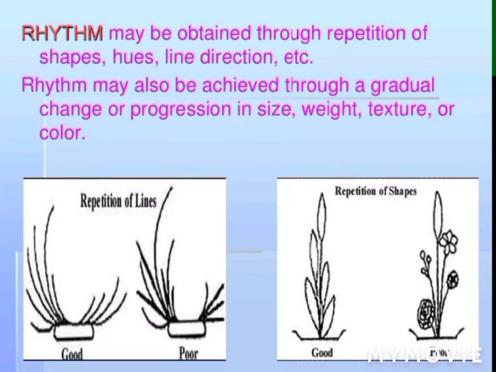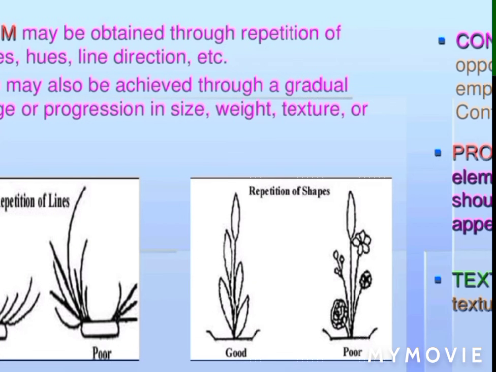Then we have rhythm. Rhythm refers to repetition of the same elements. This may be obtained through repetition of shapes, hues, lines, directions, etc. Rhythm may also be achieved through a gradual change or progression in size, as we can see in the picture, weight, texture, or color of that substance.